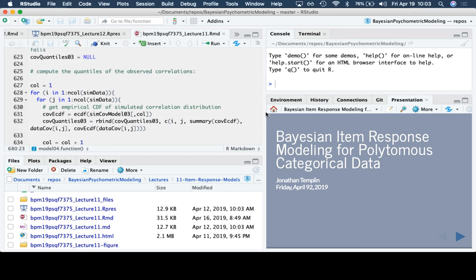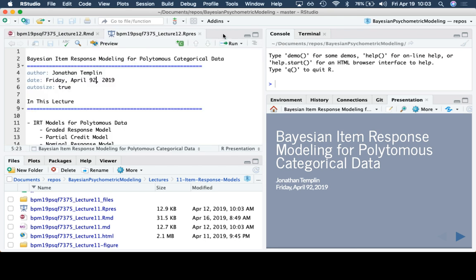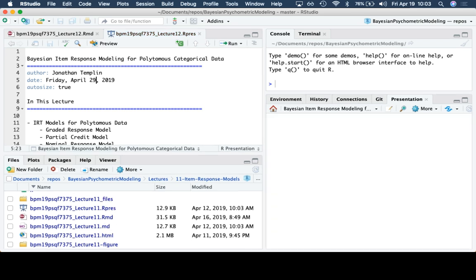Okay. Shall we get to this week's lecture? We're going to get into polytomous categorical data this week. Yippee. So, I noticed I got dyslexic about the date. It's not April 92nd, 2019. It's the 29th of April.